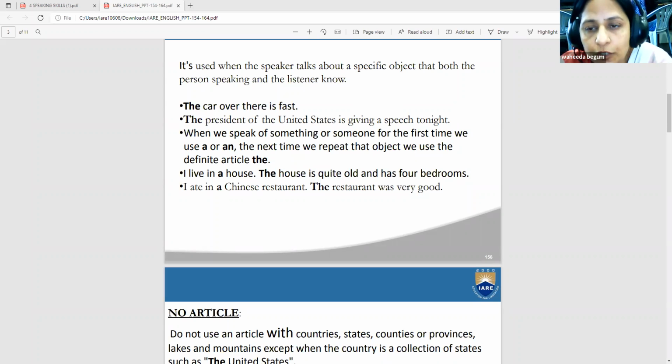Then we have the usage of the definite article. When we talk about a particular person or thing, like I told you about the doctor I visited, or one already referred to earlier. Like I gave you the example of the house. I live in a house. The house has 4 bedrooms. It's a very big house. It's an old house. So we give it as one already referred to earlier.